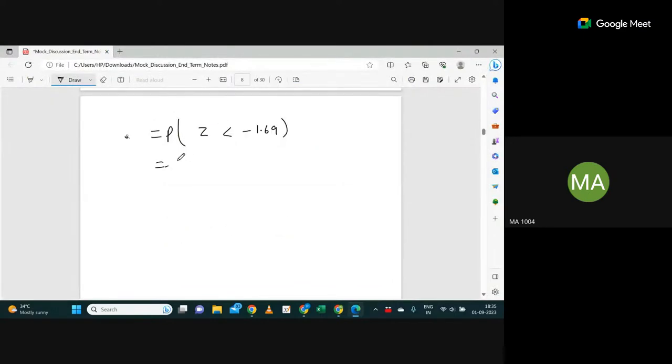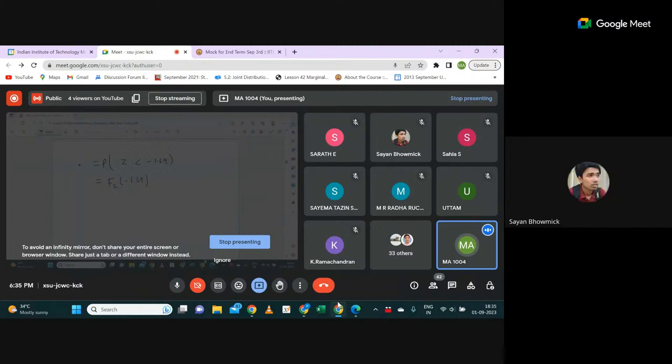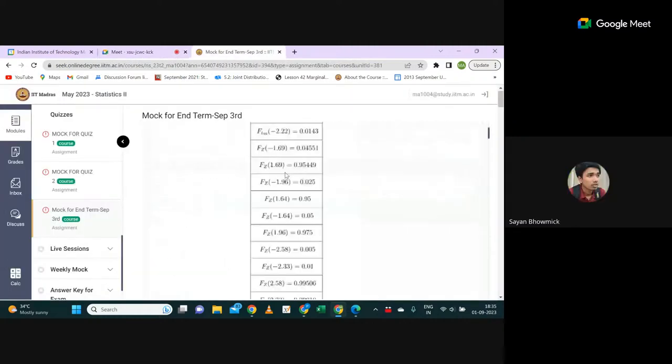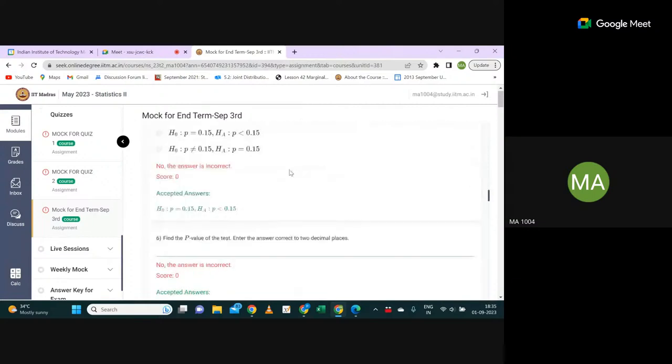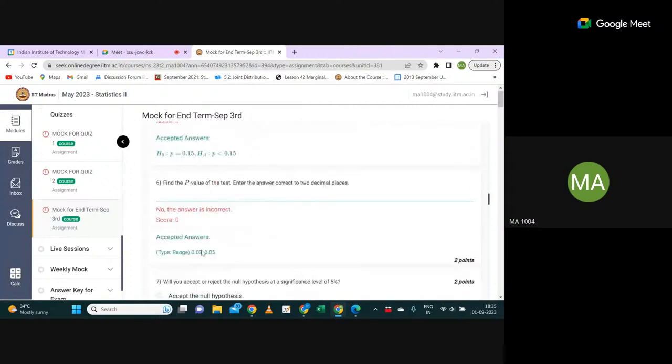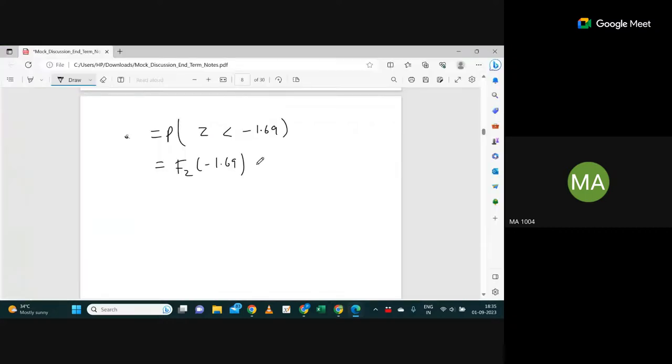So we need to check the value of phi at minus 1.69. Let me check that one. It's 0.04551, right? 0.04 should be the answer. Yeah, so 0.04 is inside the range. So it will be 0.04. Okay, is this clear? This is the answer actually. Or any doubt? No, sir, it's clear. Clear for everyone?